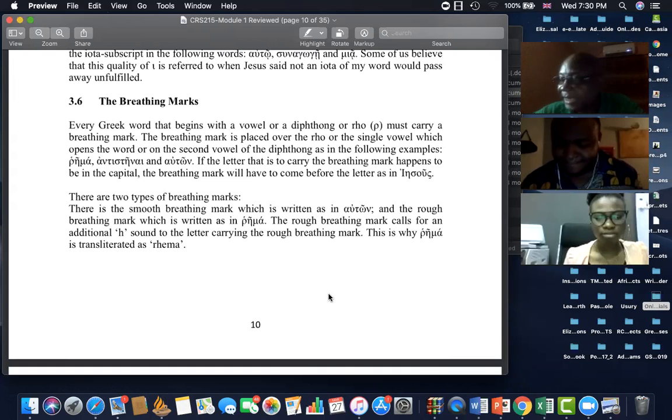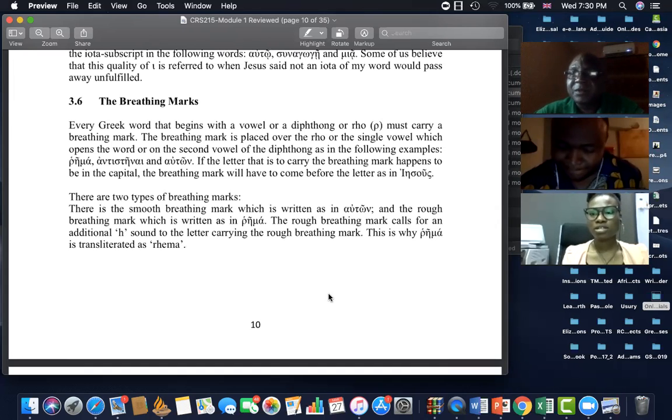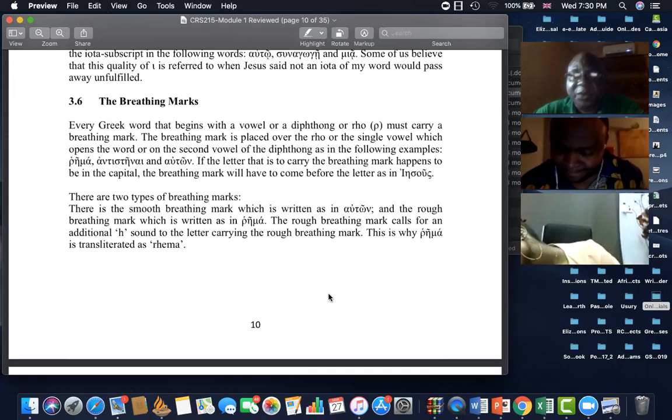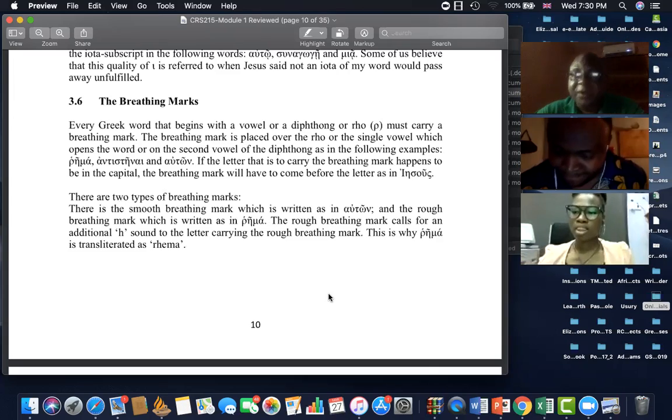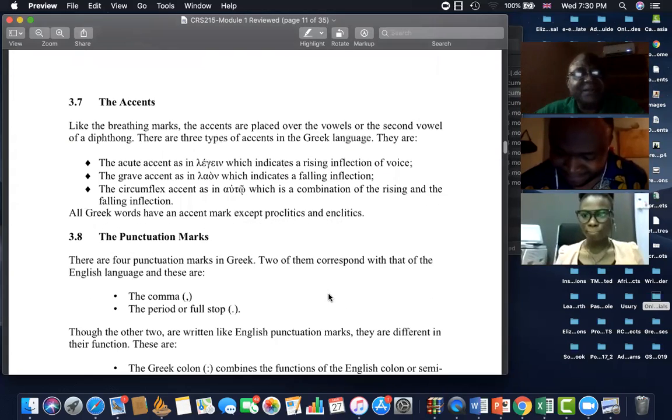I need to take you through the first lesson, and then you need to log in. There are so many materials in your portal that you can use. But try to follow us.